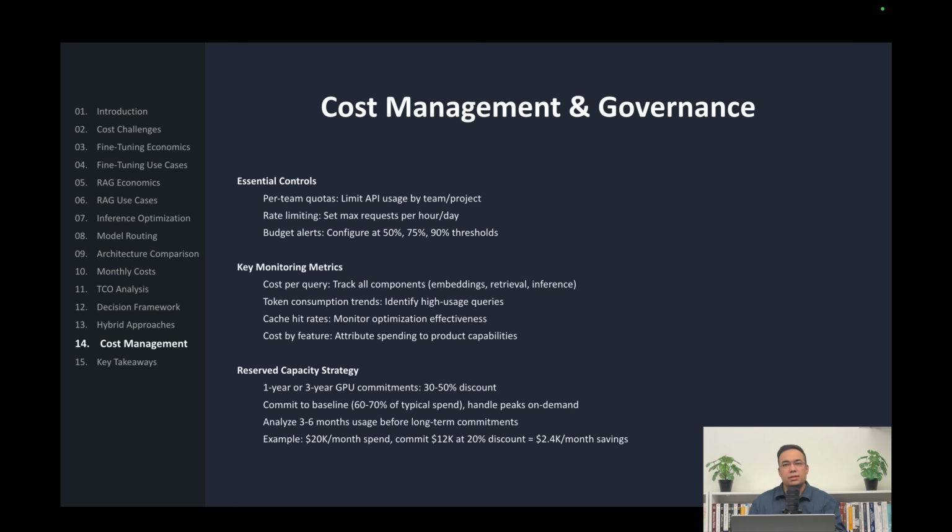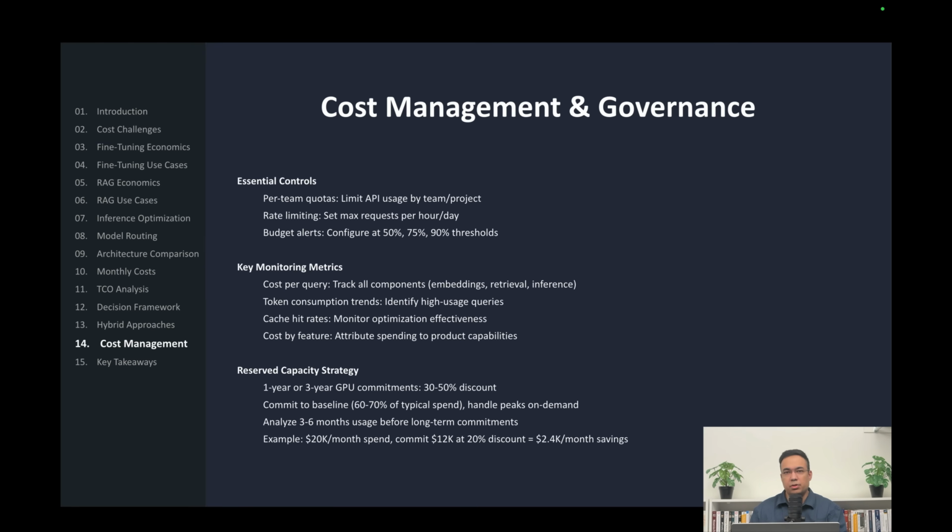Now, third is cache hit rates. You should definitely monitor the effectiveness of your caching strategies over time. If your cache hit rate drops from 40% to 10%, maybe your query patterns have changed and you need to adjust. Fourth is cost by feature. Attribute spending to specific product capabilities so you can make ROI decisions about which features to keep, expand, or sunset. For reserved capacity strategy, here's where you can get significant discounts.